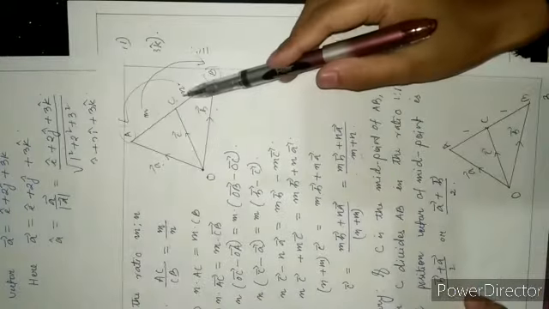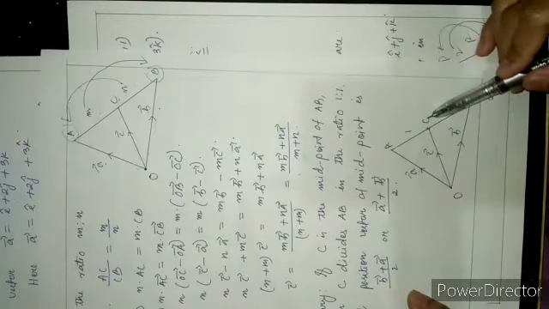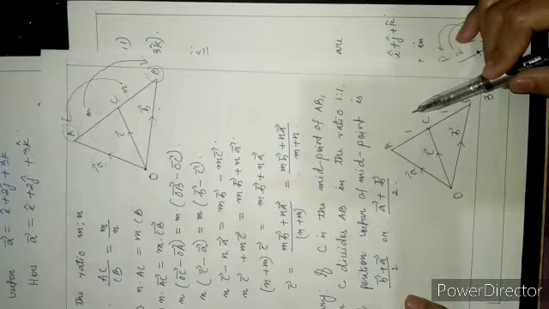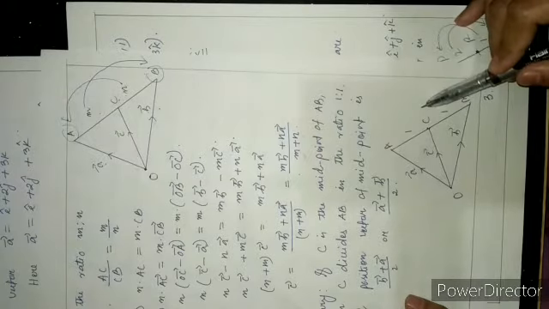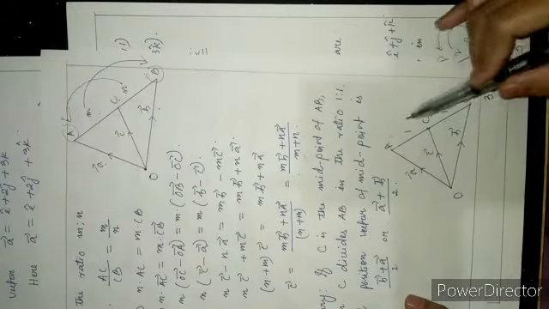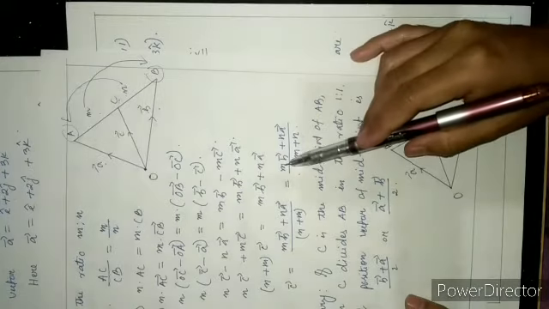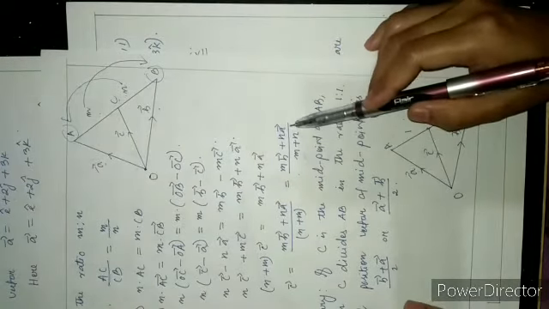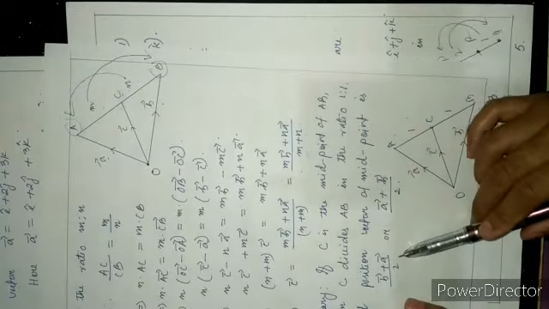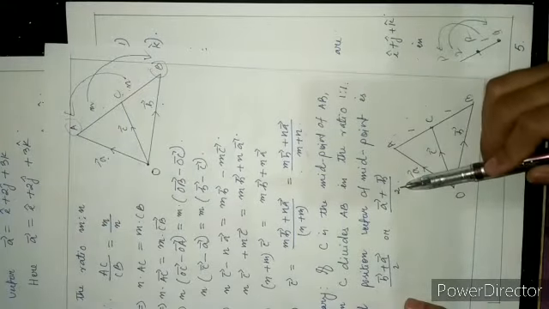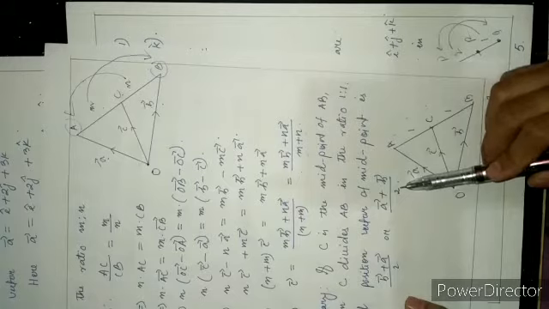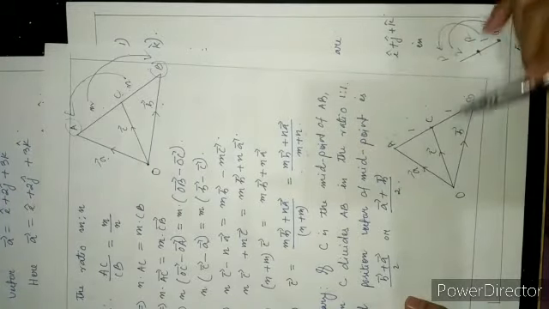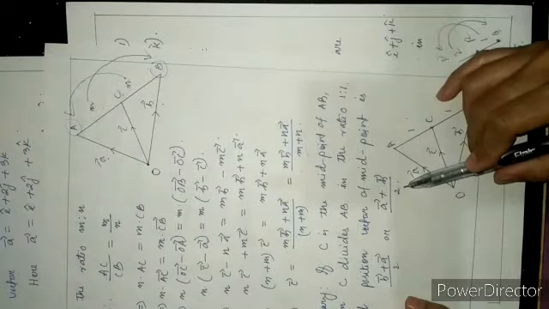If C is the midpoint of the line segment AB, then this point C divides AB in the ratio 1:1. Putting the value of m equal to 1 and n equal to 1 in this expression, the position vector of C is represented by a vector plus b vector divided by 2, meaning position vector of point A plus position vector of point B divided by 2. This is the formula.